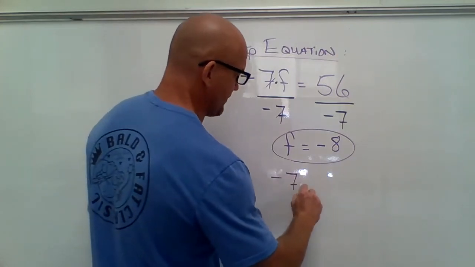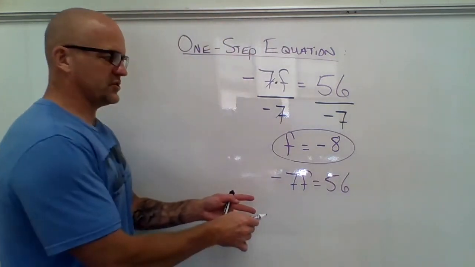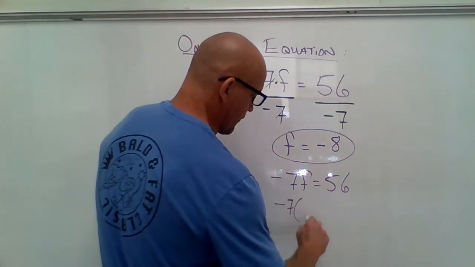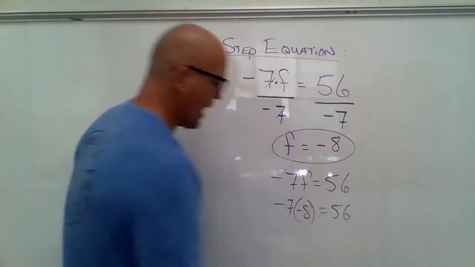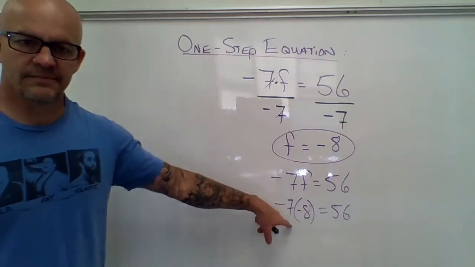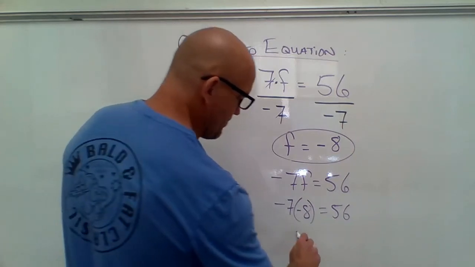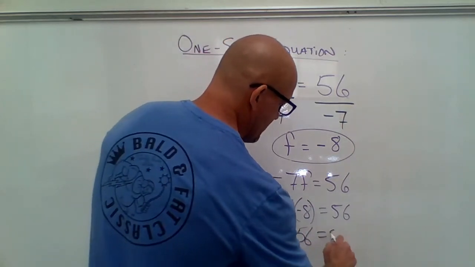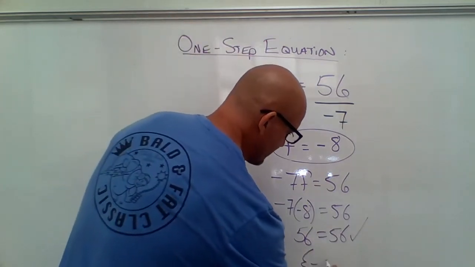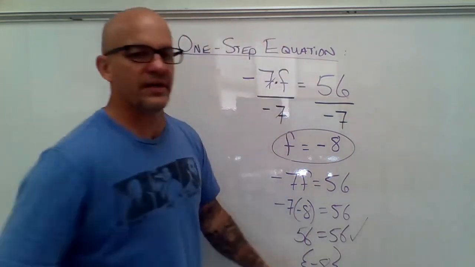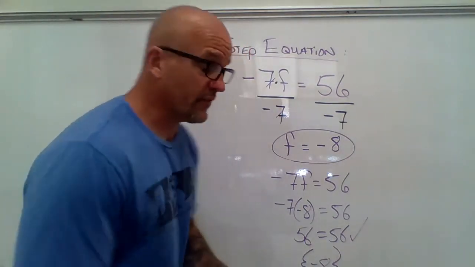So -7f equals 56. That's my initial equation. I'm going to substitute in the value for f that I believe it is. I believe it is -8. I'm going to grab my calculator and punch that in, or I can do it in my head because it is pretty easy. -7 times -8 is indeed positive 56. That is a true statement. It checks out. That means that my solution is correct, -8, and I put it in a set of solution brackets. Hopefully that's going fairly simple.